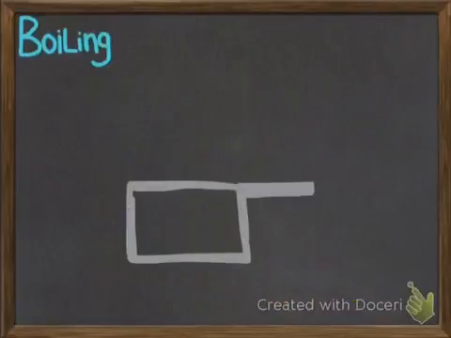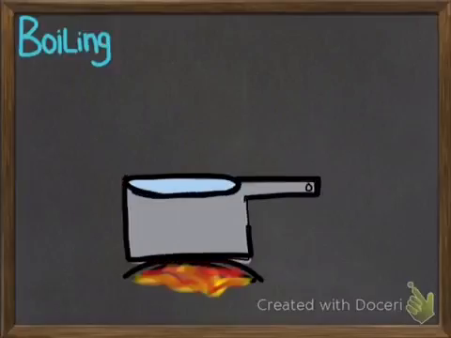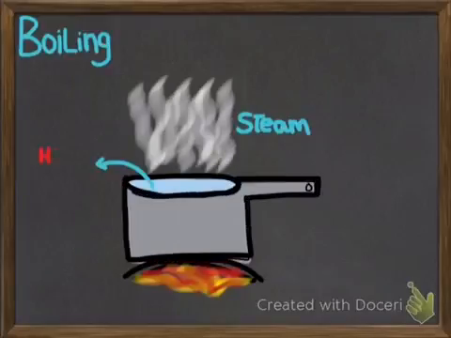Boiling. Water boils at 100 degrees Celsius, so it first must hit that temperature or go above it to boil. When water boils, it produces steam. So the water turns to a gas through boiling.